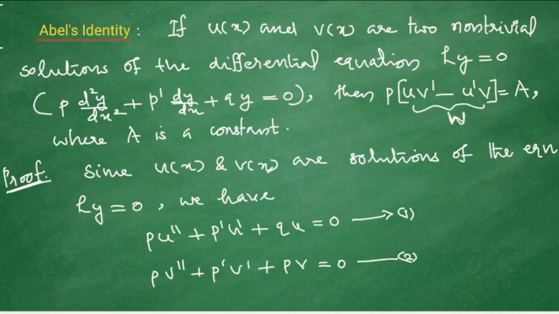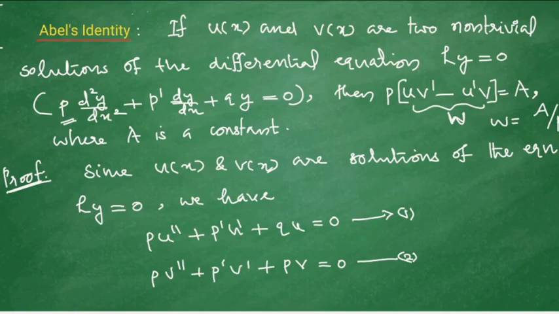So we have the formula P into Wronskian equal to A, or the Wronskian W is equal to A by P. What is P? P is a function, the leading coefficient of Y double dash. So this is Abel's identity.